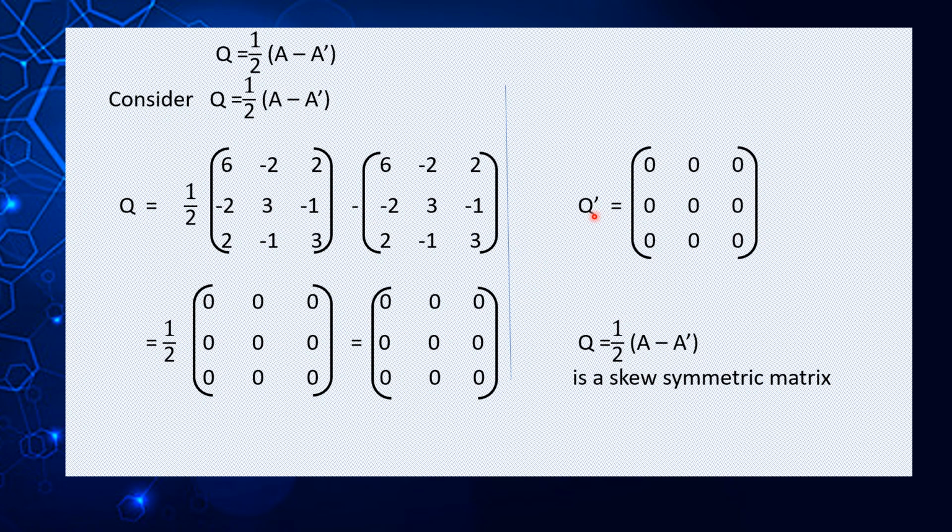Now, when we take Q transpose, it would also be equal to the zero matrix. We can consider that Q, when we take minus Q, would also be this. So we can write that Q transpose is equal to minus Q. Therefore, Q is equal to half of A minus A transpose is a skew symmetric matrix.